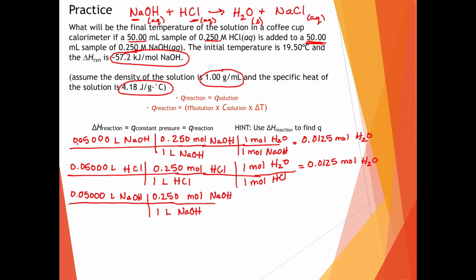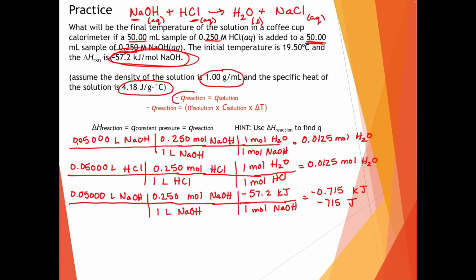And then using that enthalpy of our reaction here, we know that for every 1 mole of sodium hydroxide that's reacted, we are going to get negative 57.2 kilojoules of energy being released. So the energy released in this reaction is negative 0.715 kilojoules, or negative 715 joules.